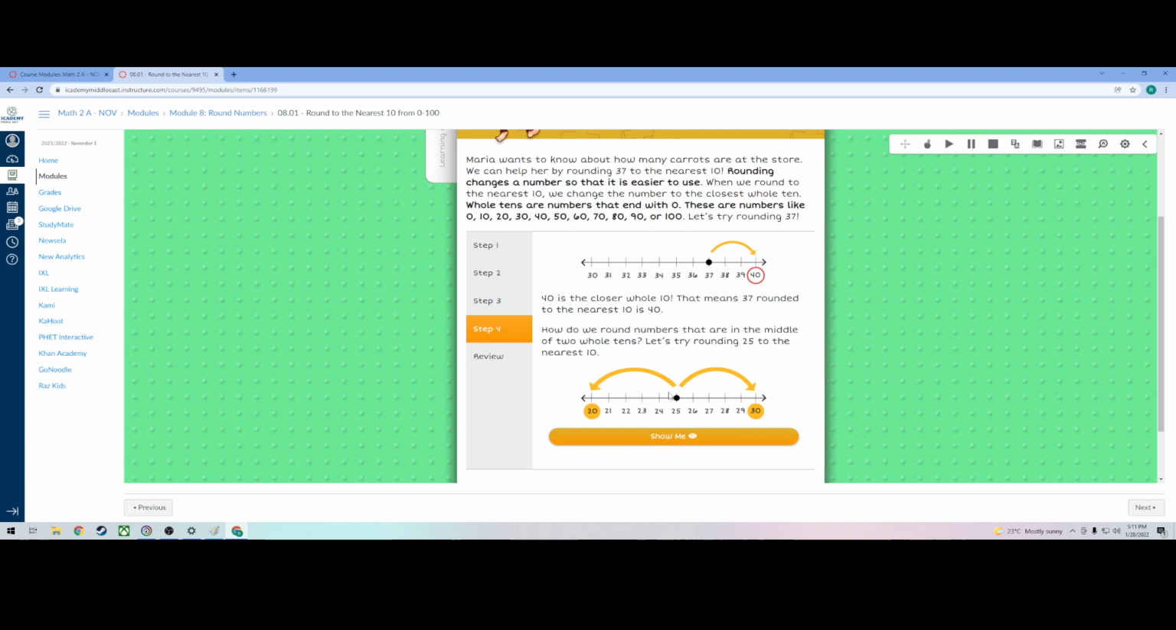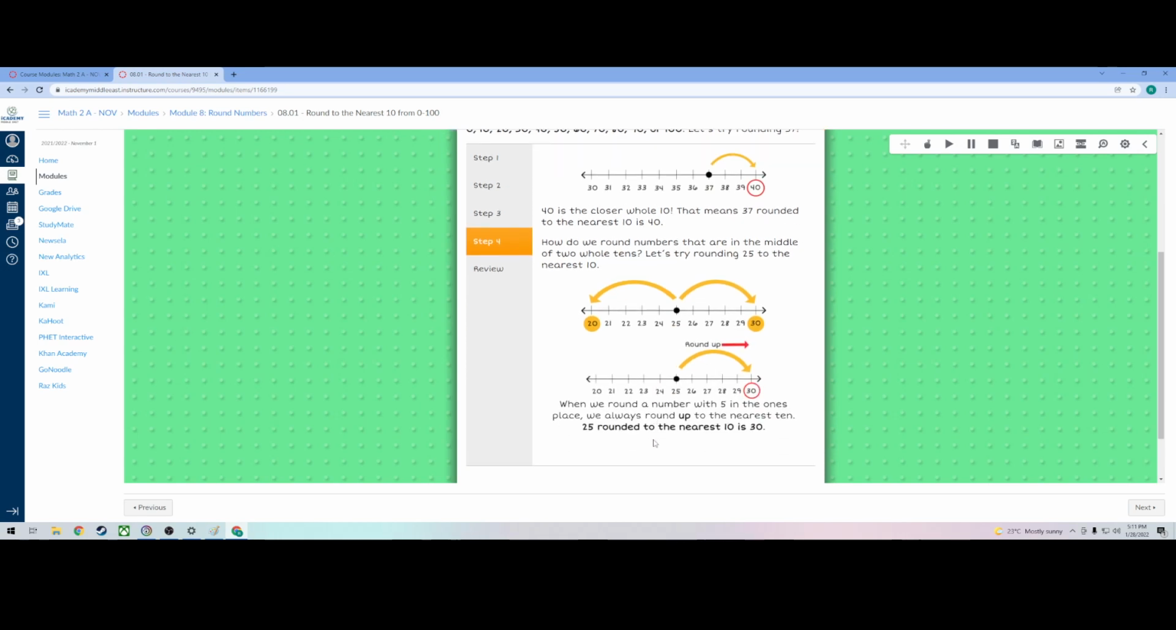Now, if the number comes in the middle, 25, how do I round 25? It's in the middle, see? 1, 2, 3, 4, 5 to the 30, and 1, 2, 3, 4, 5 to the 20. How to round it? If it's in the middle, we always round up. Round up meaning we take the biggest 10. So if I round 25, it will become 30.